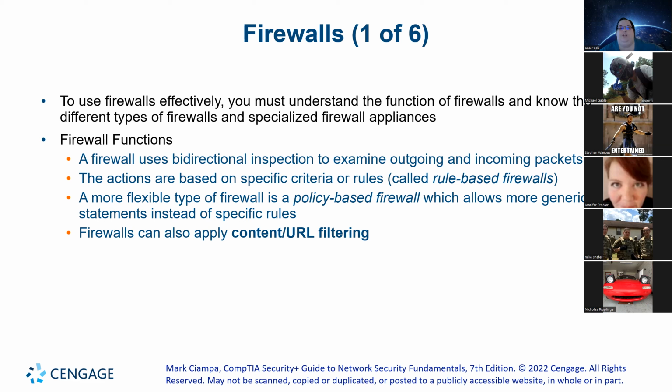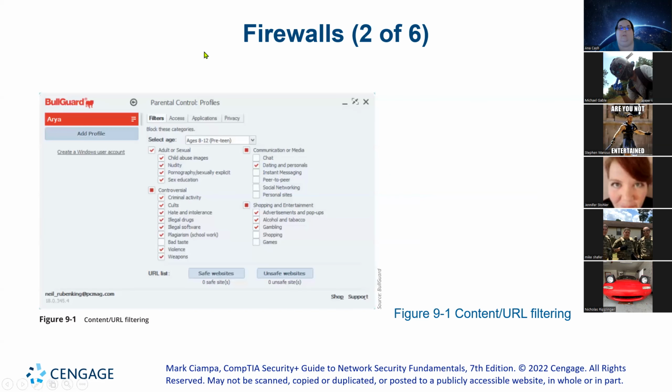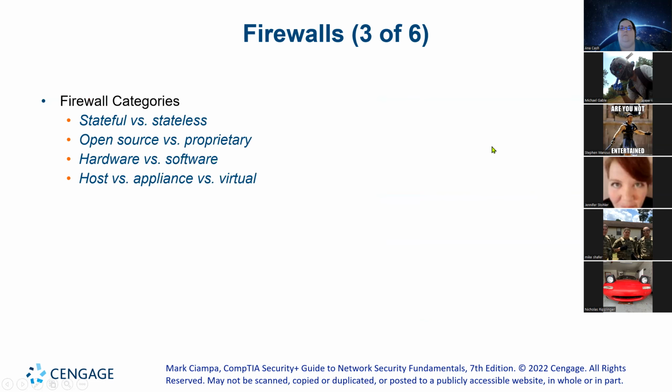Which allows more generic statements instead of specific rules. Firewalls can also apply content URL filtering. So this is an example of a URL, a content filtering one. Firewall categories: there's stateful versus stateless, open source versus proprietary, hardware versus software, and host versus appliance versus virtual.